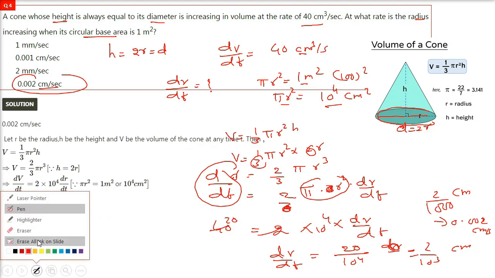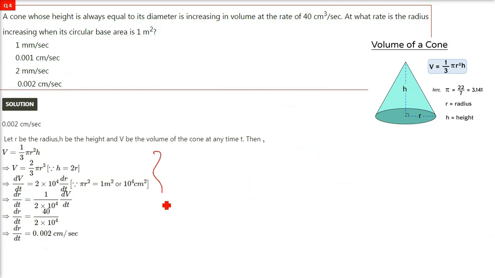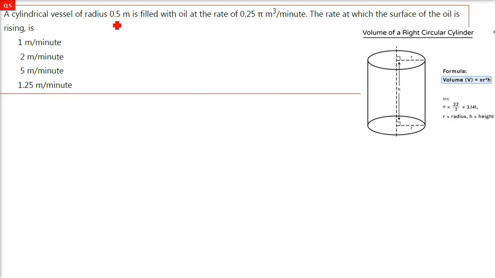Let me just clear it so that you see this content very clearly. These are the step-by-step writing work. A cylindrical vessel of radius 0.5 meter is filled with oil at the rate of 0.25 pi meter cube per minute. So this is meter cube, so we are given dV by dt, and that is 0.25 pi. And then the rate at which the surface of the oil is rising. So height, how the content, the oil in this case, is increasing. So the rate of change of height we have to find out, dH by dt.